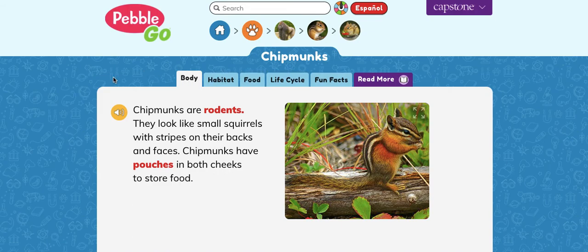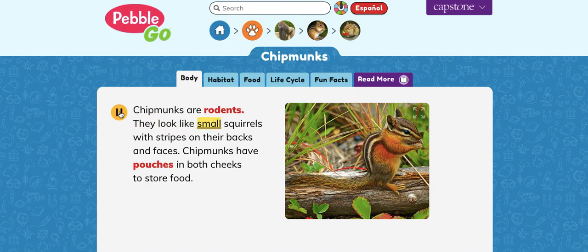As you're looking at Pebble Go, you'll notice that there is a microphone or an amplifier button. This is an icon, a picture that means something no matter where you see it, whether it's in Pebble Go or Wikipedia or another Google search result that you find. What does it mean? It means that this database, this article, will read the story or the information aloud to you. Let's try it. Chipmunks are rodents.